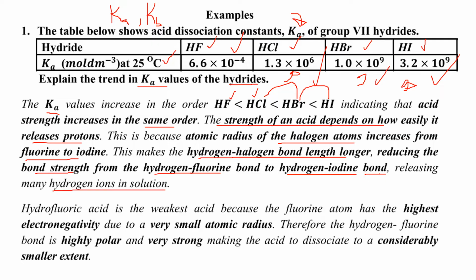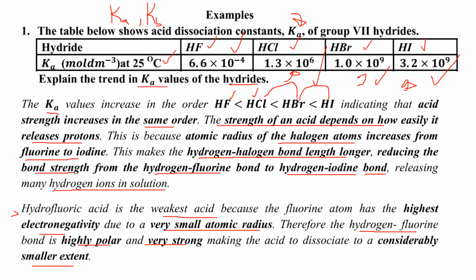So we are looking at an anomaly of hydrogen fluoride or hydrofluoric acid, and we are saying that hydrofluoric acid is going to be the weakest acid because the fluorine atom has the highest electronegativity due to its very small atomic radius. And being that it has a very small atomic radius, the hydrogen to fluorine bond is going to be highly polar and very strong, making the acid dissociate only to a small extent.